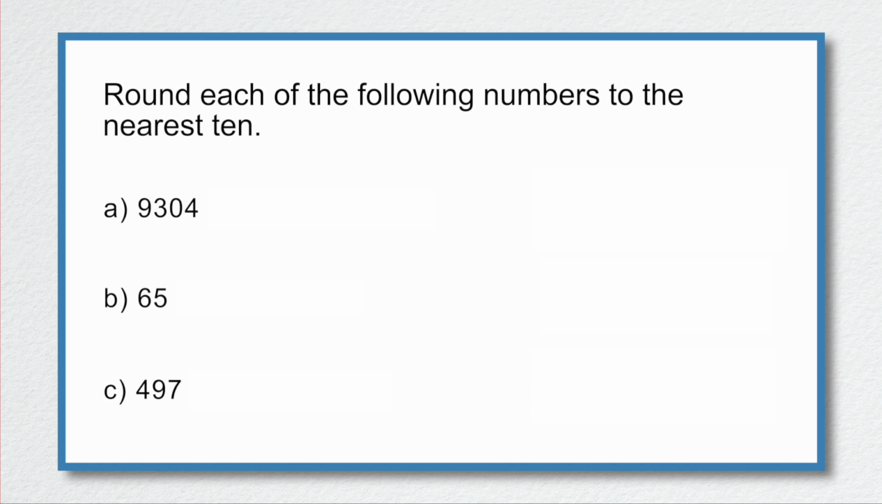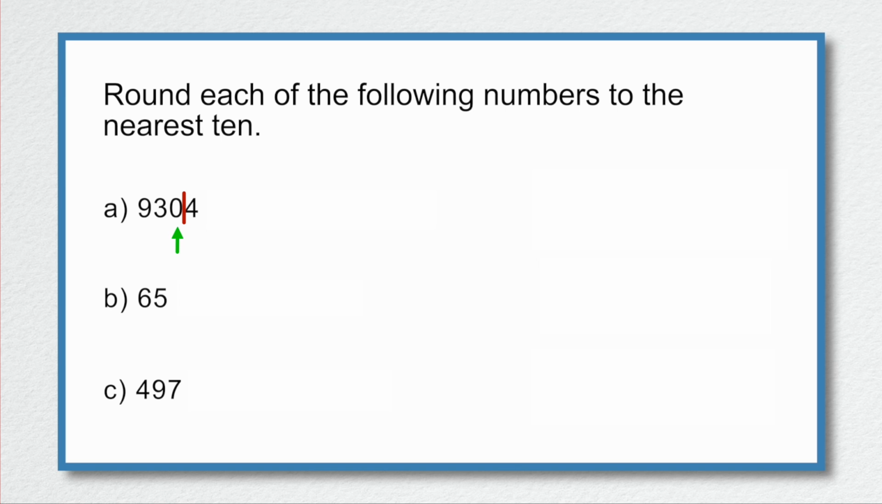Round each of the following numbers to the nearest 10. So we have 9,304, 65, and 497. Starting with 9,304, we are rounding to the nearest 10. So our cut-off point is actually going to be between the tens and the units. So we have our naught in the tens column. Are we going to keep this the same or do we round this up?